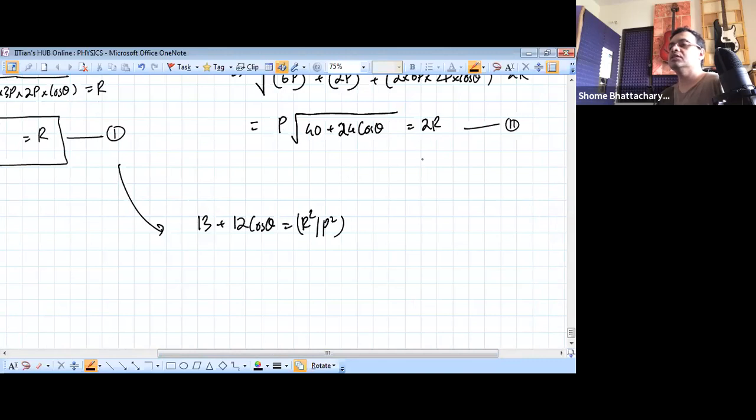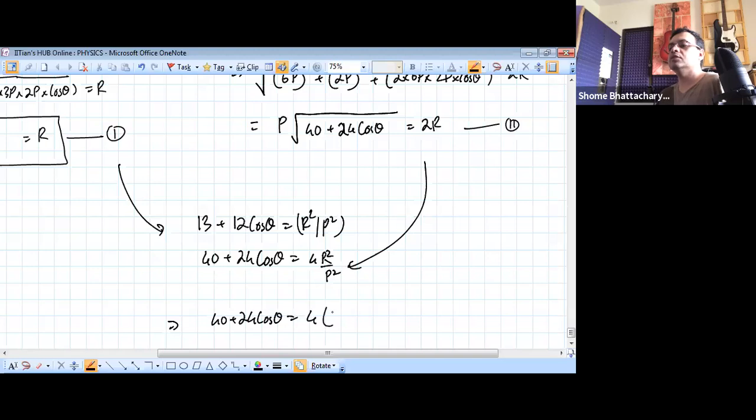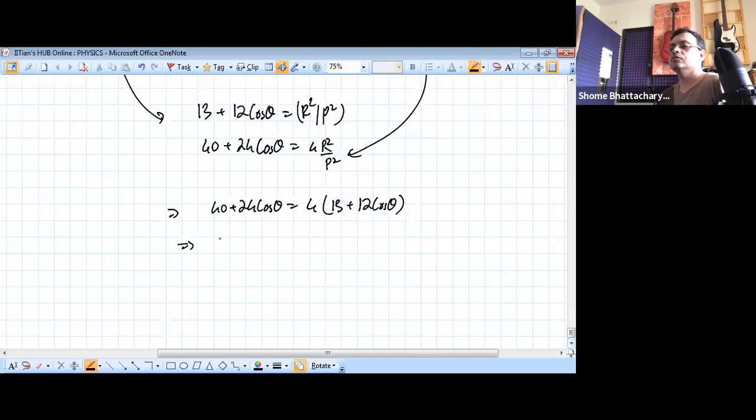Similarly, the second equation, if you square both sides and take p to that side, becomes 40 plus 24 cos theta is equal to 4r square by p square. Now compare these two. So you can see that 40 plus 24 cos theta will become 4 times 13 plus 12 cos theta. So this will give us a solution. So this term will be equal to this.